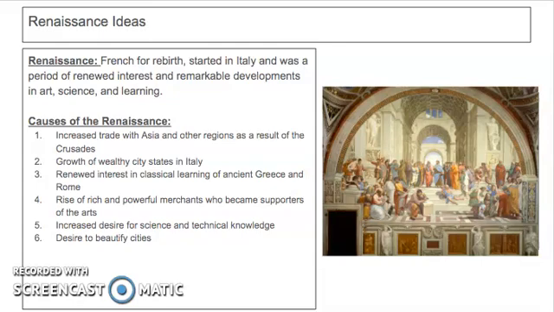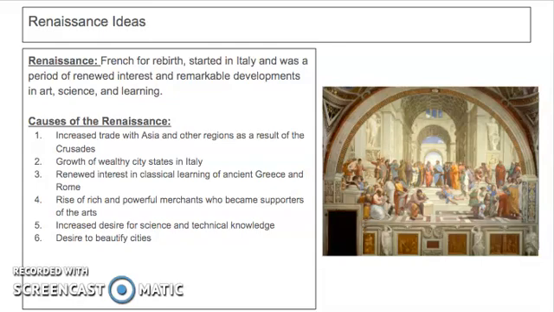So, we see five main causes of the Renaissance. The first being increased trade with Asia and other regions of the world. So, the Crusades were not totally unsuccessful for Christians in Europe. What we see is essentially increased interaction and cultural diffusion as a result of the failed warfare that was the Crusades. The second cause was growth of wealthy city-states in Italy, so people had more money again, so they could afford to pay for these things or do these things themselves.